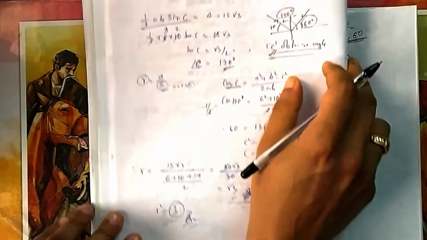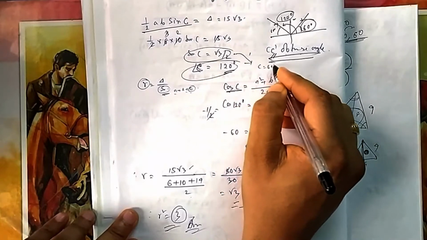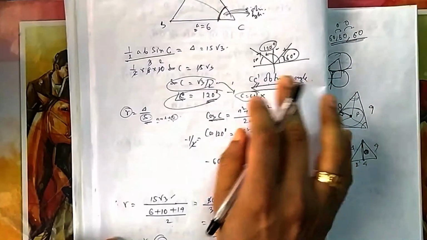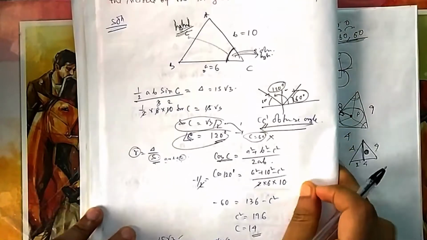Once it comes sin C equals √3/2, what is our tendency? We write C equals 60 degree. But that is wrong because here C is an obtuse angle. So this small thing given in the question, you should be very careful with.